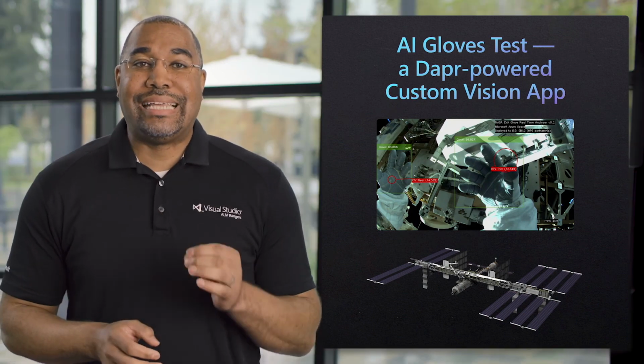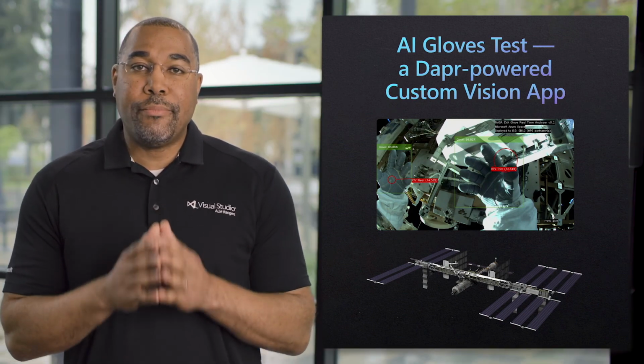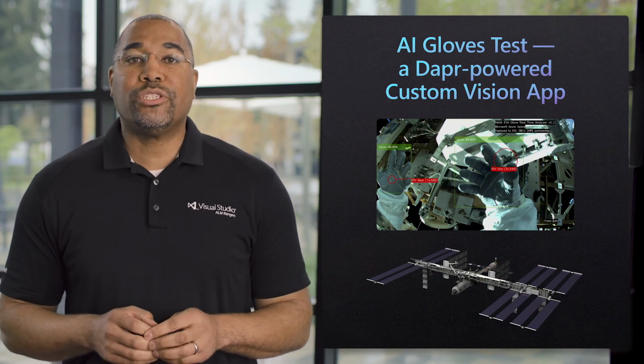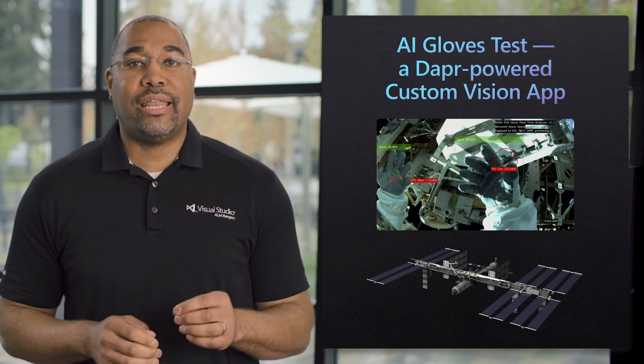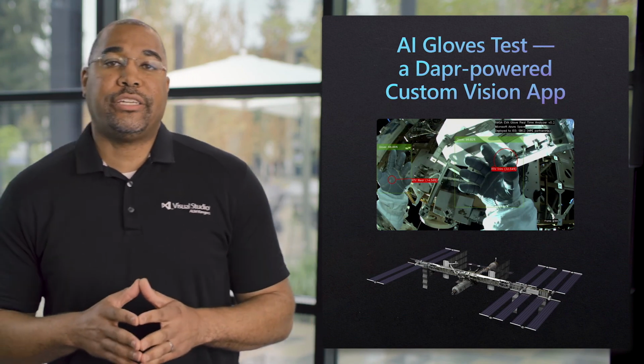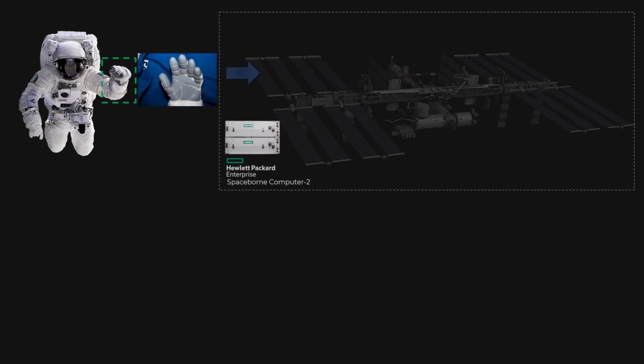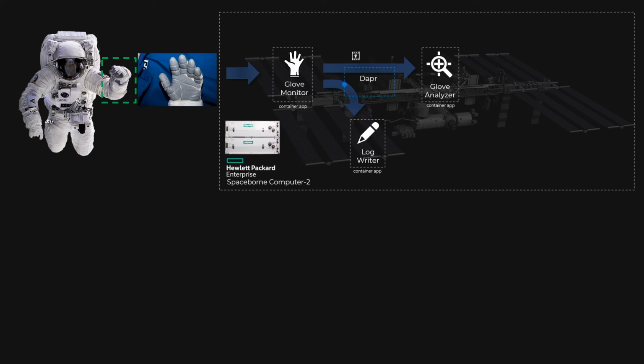This technology tested a way for astronauts to take images of their gloves and process them on the ISS locally, providing results without requiring transfer of the data to Earth. Let's look at the architecture of this solution. First, astronauts take a picture of their gloves. Then the Gloves Monitor microservice receives the image. This service reads the image as a binary array, or if it's a video, it's read frame by frame. Next, the Gloves Monitor transmits the frame along with some metadata, tracking, and timing information using the Dapr pub/sub component.